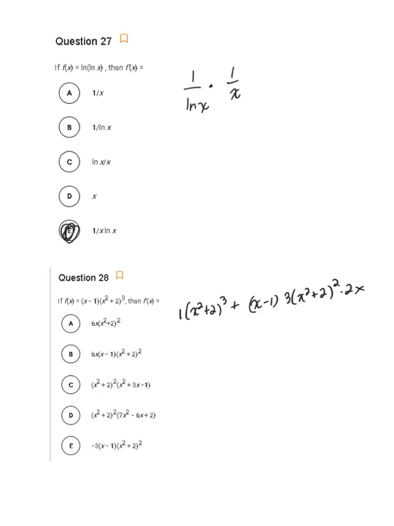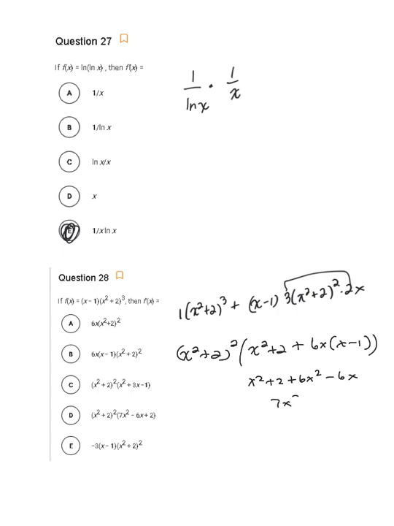All right, let me take out the GCF. The GCF is the square of x squared plus 2. So I'm left with an x squared plus 2 from the first thing. Be careful with this 3. So I get plus 6x times x minus 1. So what is that? x squared plus 2 plus 6x squared minus 6x. That's 7x squared minus 6x plus 2. So it's choice D, because you have to bring down your GCF, guys.